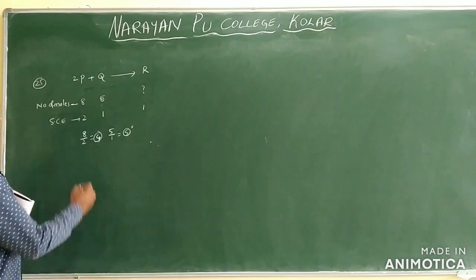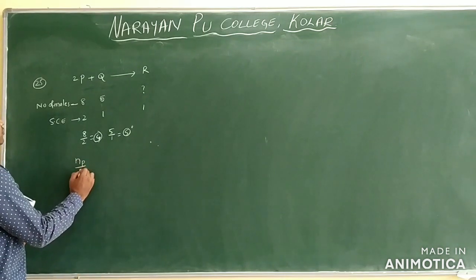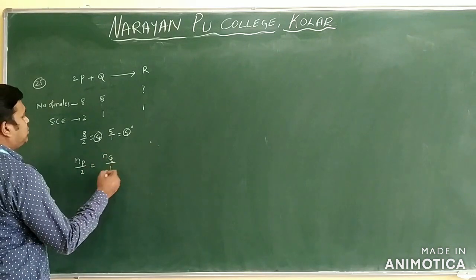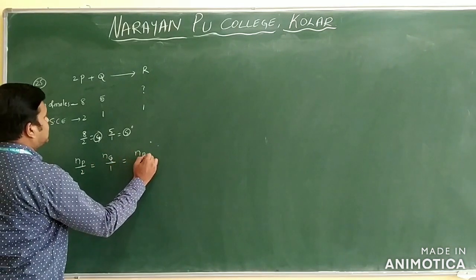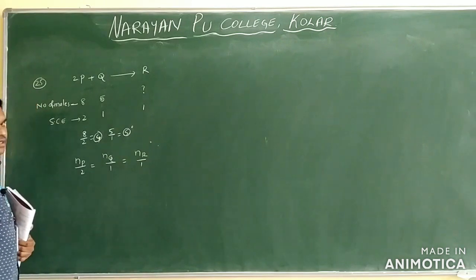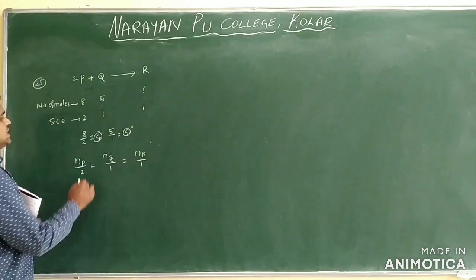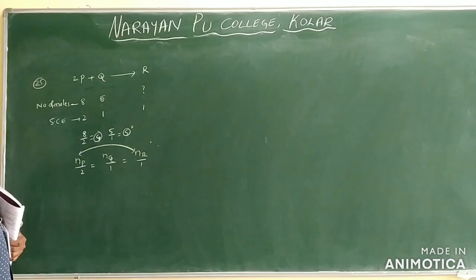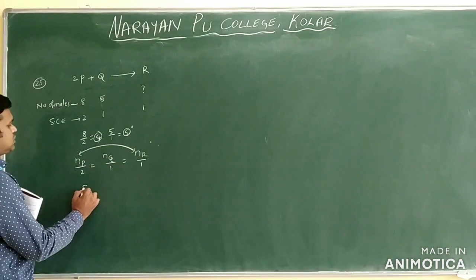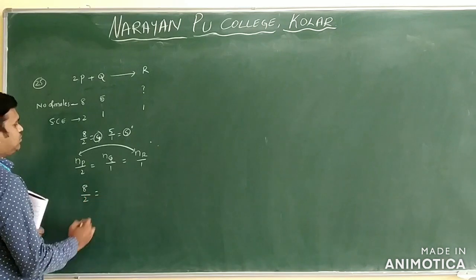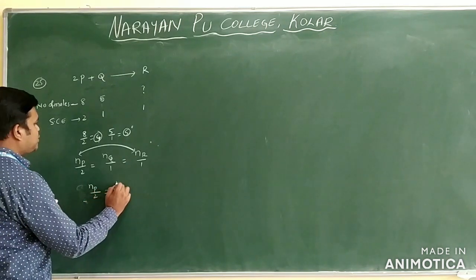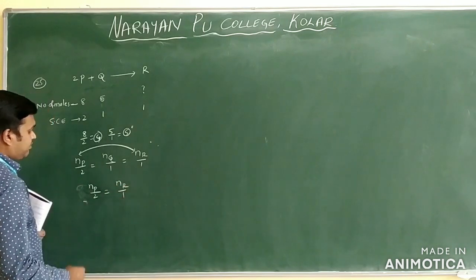So P is the limiting reagent. Now I want to write here number of moles of P by its stoichiometric coefficient 2, and number of moles of Q by its stoichiometric coefficient 1, number of moles of R by its stoichiometric coefficient 1. You want to consider these two. Why these two? Because number of moles of P will decide the amount of the product. So how many moles we have? 8. So 8 by 2 is equal to number of moles of R by 1.